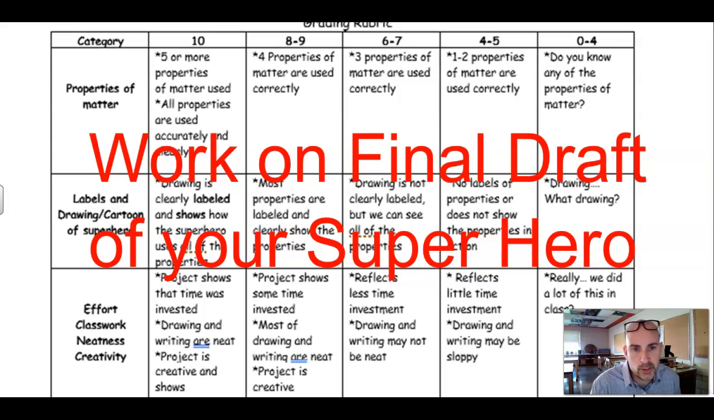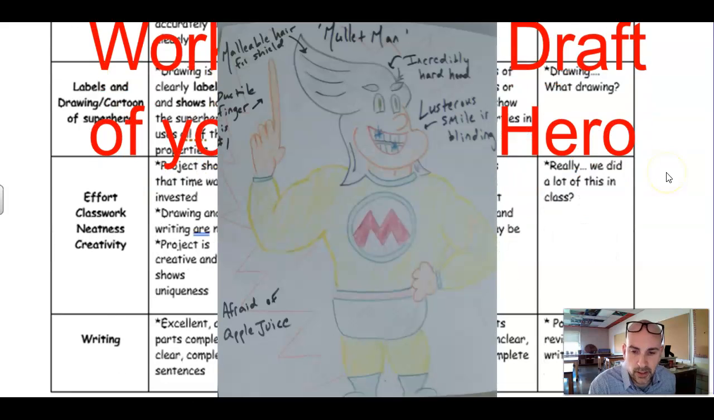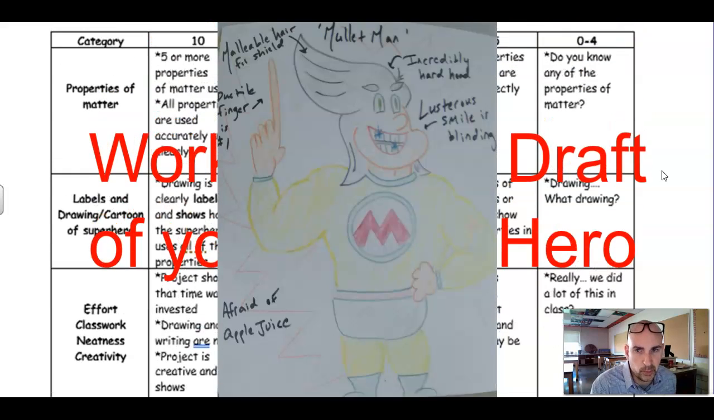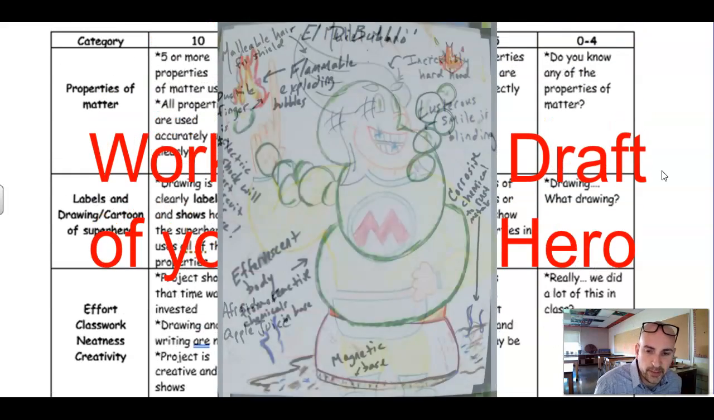And don't forget guys, the superhero project is coming up due soon. Please work on that. Make sure you have all the properties clearly defined. A picture, labeled, showing the properties in action now. Not just standing there, but in action. And effort, definitely be creative. Make sure your drawing is well done and you revise your writing so that you can get the possible highest score of 40 out of 40 points for your superhero project. Make sure you keep working on that.